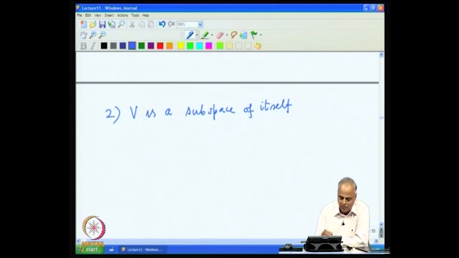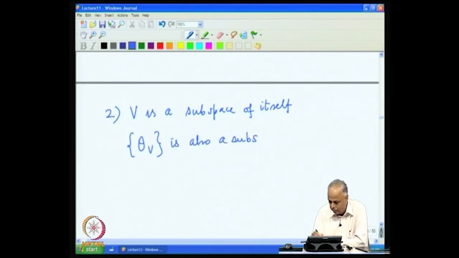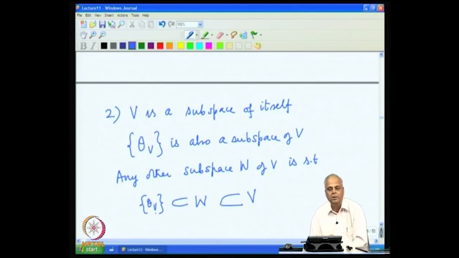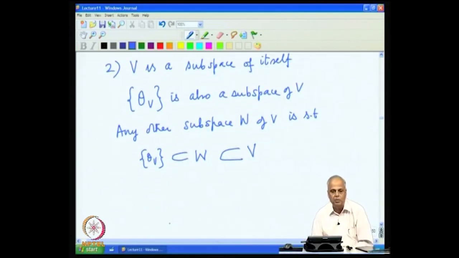On the other hand, a lazy construction: we have already seen that the 0 vector must belong to all the subspaces. So, just take that and construct a set W which consists only of the 0 vector, and that is also a subspace of V. These are the two extreme subspaces. Every subspace must have at least the 0 vector, so take only that, and everybody must be a part of V. So, any other subspace W of V which is different from these two must certainly be inside V, and since theta V belongs to every subspace, it must be like this. So, these are the two extreme subspaces, V the largest subspace and theta V the smallest subspace.